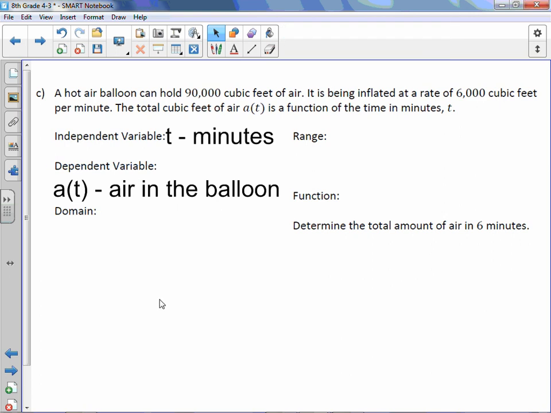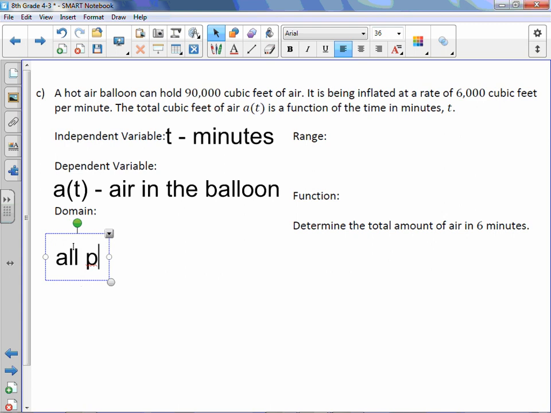Okay. Domain are our x values. Now this one's a little different from the previous ones. We are filling an air balloon, so we're talking about how much air is in that balloon. We can't have a negative amount of air, but we can have a fractional or a decimal amount of air. So in this case, the only thing we can't have are negative numbers, so we would say our domain is all positive numbers.